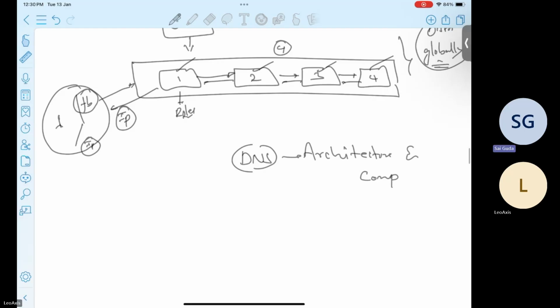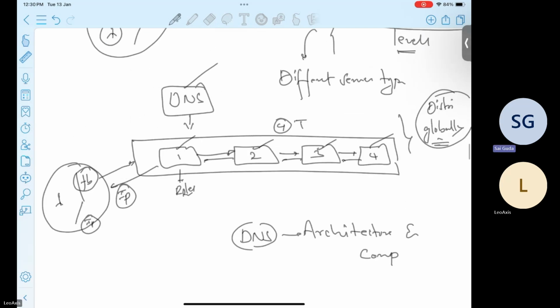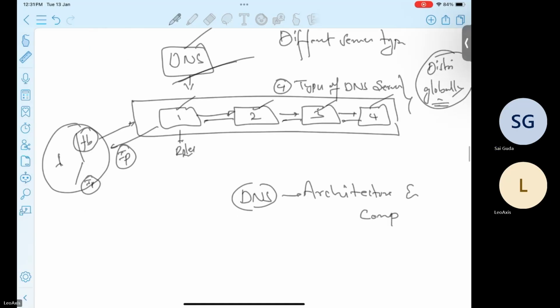We'll try to see what these 4 types of DNS servers are. We call them the 4 types of DNS servers, which are part of this DNS system. So now we'll try to understand this architecture and its respective components.